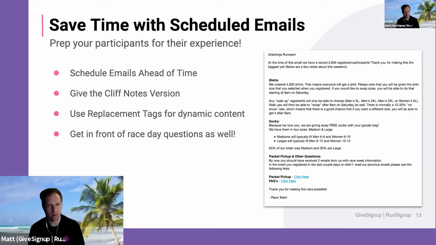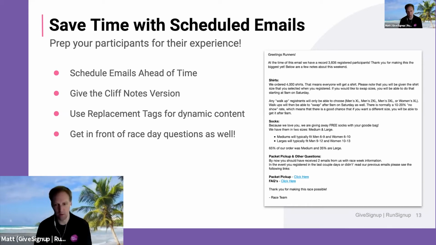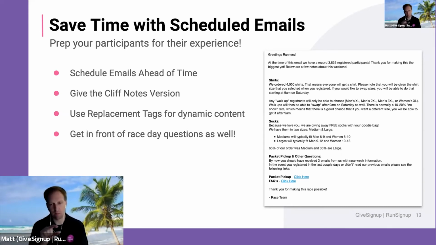I've even seen timers use our replacement tags for dynamic content. So 2 days prior to the race, you're getting an email: hey, make sure this is the correct spelling of your name. This is your correct age. This is your gender. That way the results are going to be correct and there's no confusion on it.